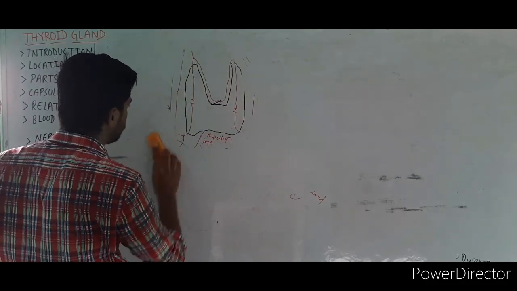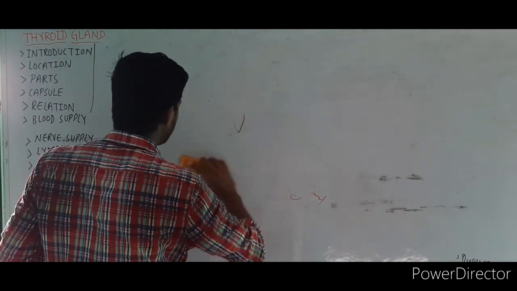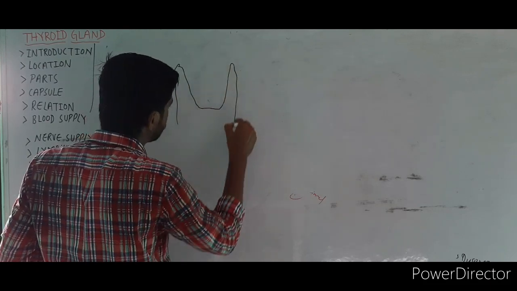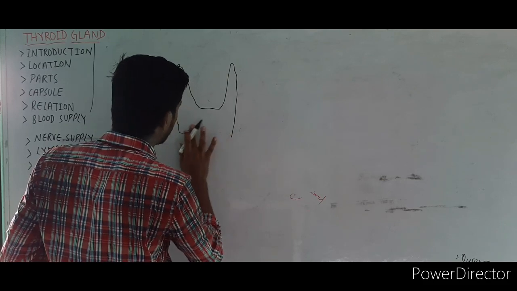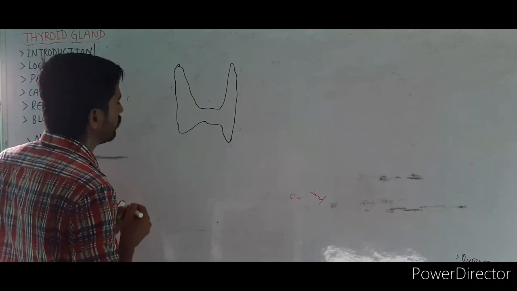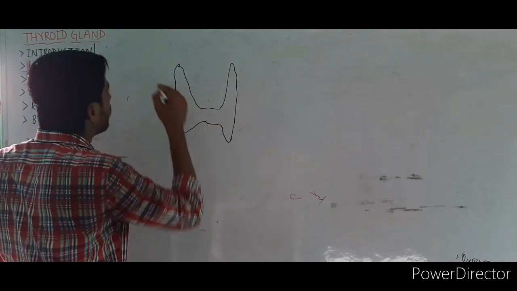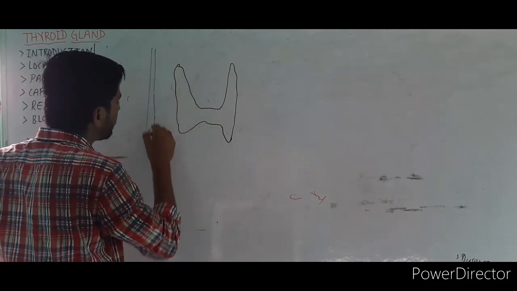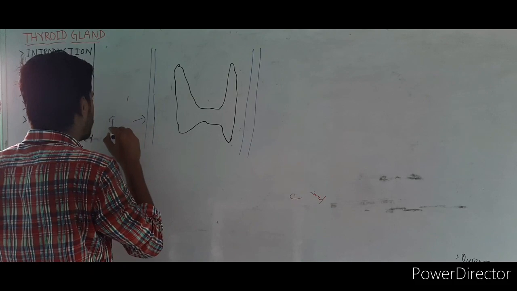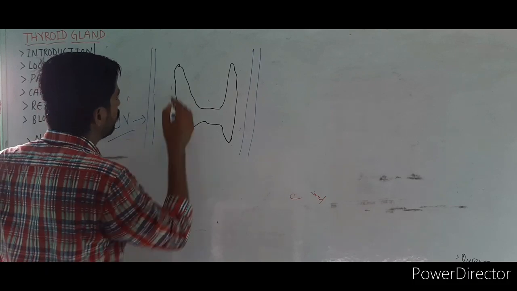Now can you tell me the venous drainage? Tell me very fast the venous drainage. Venous drainage is somewhat here. See, this is the thyroid artery. Am I right or not? This is the thyroid artery. So, this is the internal jugular vein.